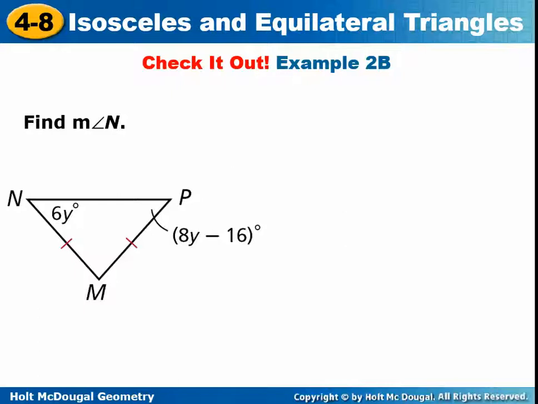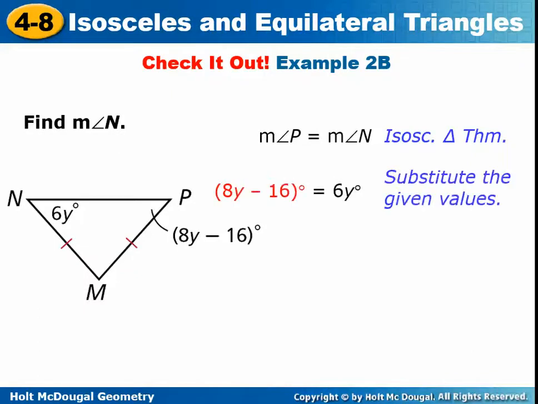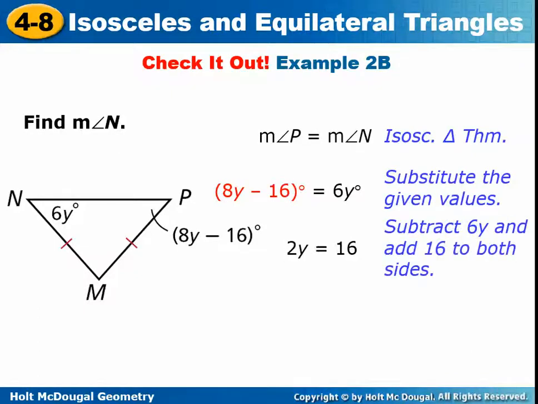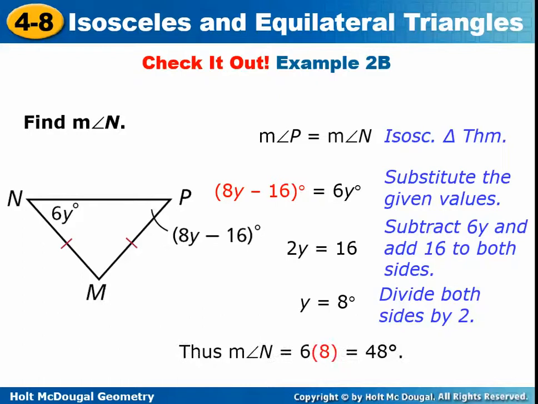Here's another example. This time you're given expressions for each of the base angles. They're equal to each other, so set them equal to each other, solve for y, plug y back in, and you find your measure of angle N.